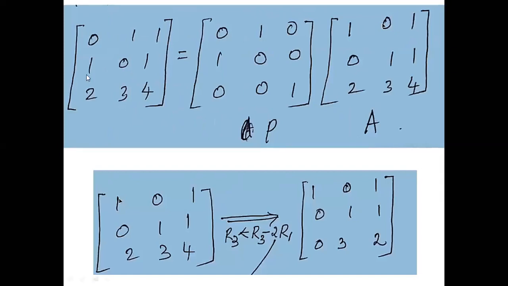On the left hand side, this is the given matrix. So what I do is I exchange the first two rows. When I do that, I get a matrix like this. You can see that the second row becomes the first row, 1, 0, 1, and the first row becomes the second row, 0, 1, 1, and 2, 3, 4. However, this is not the matrix which is given to us. The matrix given to us is this, right?